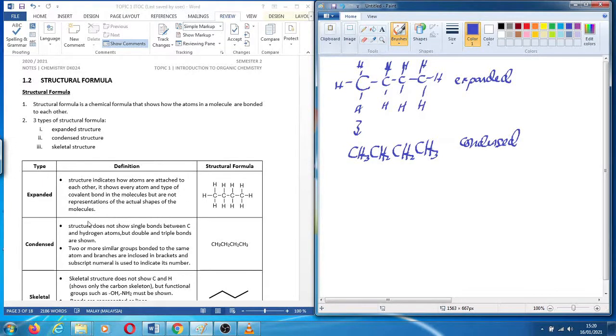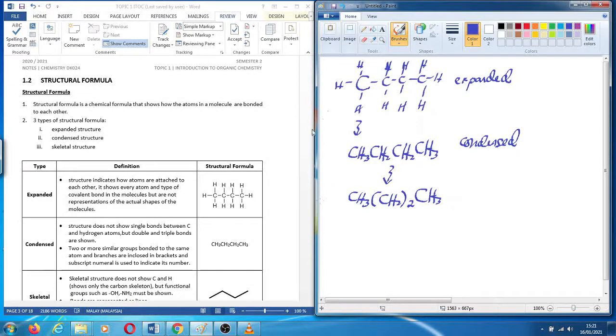And then it says here, two or more similar groups bonded to the same atom and branches are enclosed in brackets, and a subscript numeral is used to indicate their number. Example here, to write the condensed, CH3, you have CH2, you have the same CH2, thereby you can bracket it, CH2 subscript 2, because you have 2 CH2, and then CH3. This we also call condensed structure.